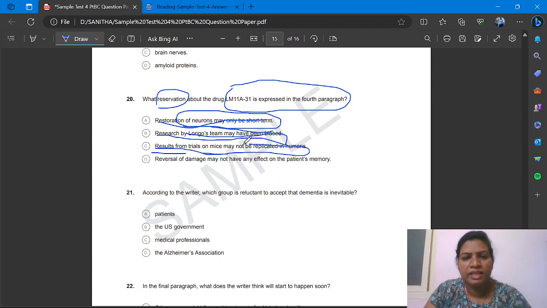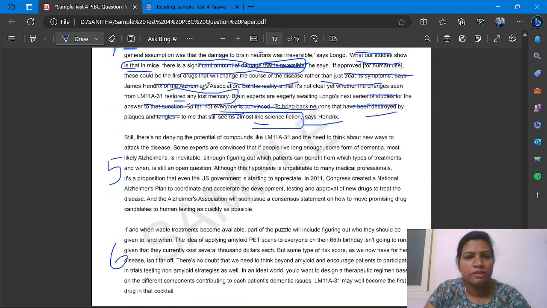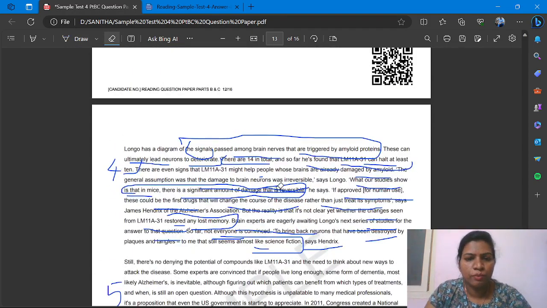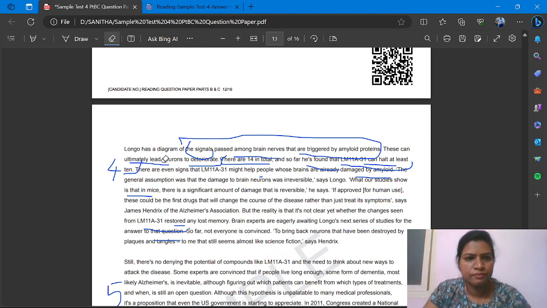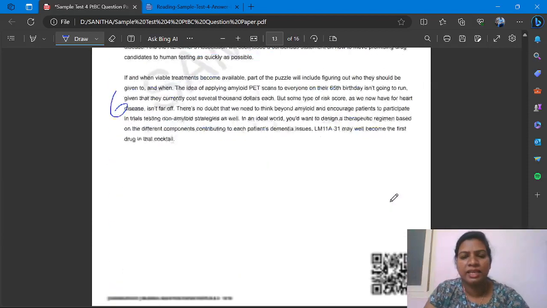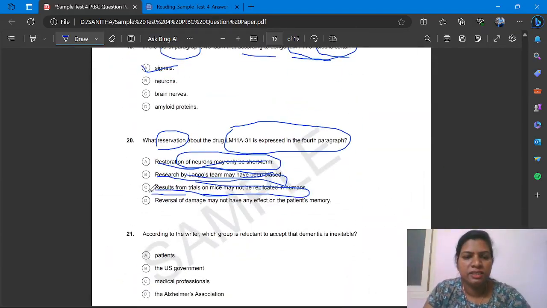You can read it properly. See, read from here: what our studies show is that in mice there is a significant amount of damage that is reversible. He says, if approved for human use, this could be the first drug that will change the course of the disease rather than just treat the symptoms. Something like that he said, but it is not said that research from trials on mice may not be replicated in humans.